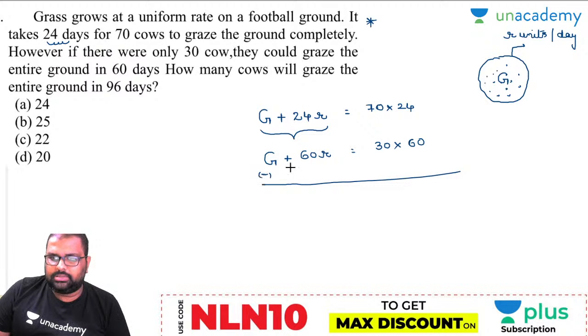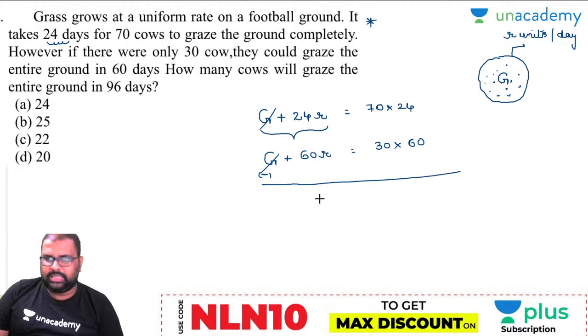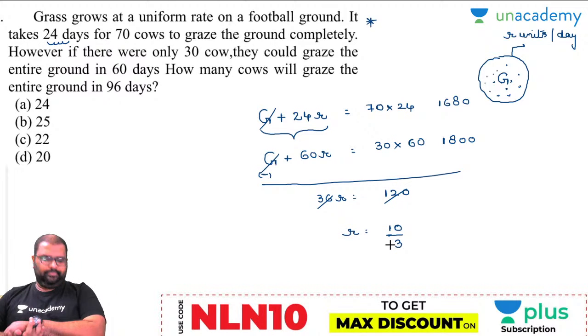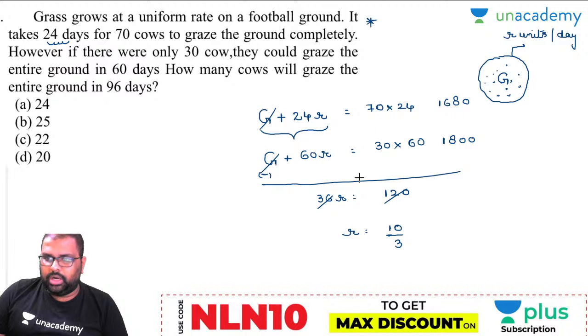So subtract these. Now G gets cancelled. 60 minus 24 is how much? Is it 36? 36R. Now this is 1800. Now 7 4s are 28, 7 2s are 14, 16, 18. Is it 120? Yes, 120. So can I take it down like this? 6 6s are 36, 6 20s are 120. Am I right or wrong? Can I write this as 10 by 3? R is nothing but 10 by 3. Yes, perfectly. So you got the R value.